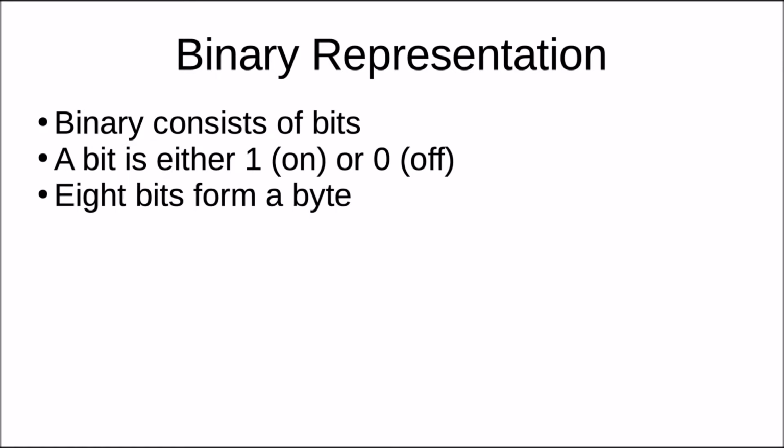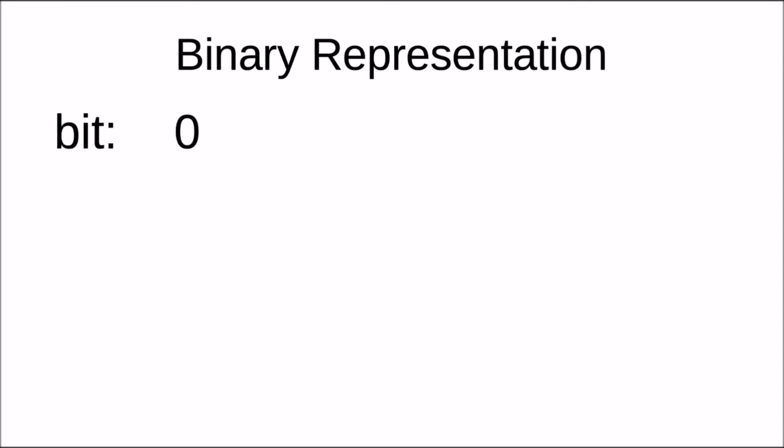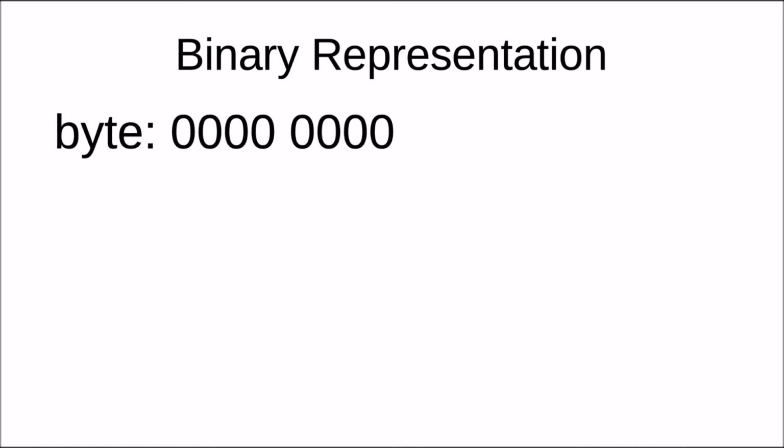Now let's take a look at an example. Here you see a bit that's currently turned off. We can also turn the bit on by flipping it to 1. Now in the next example, you see a byte. This is a sequence of 8 bits that are all currently turned off. Each of these bits we can turn on or off by flipping it to 1 or 0. We could also turn all the bits 1. In that case, the byte would consist of 8 bits that are all 1.